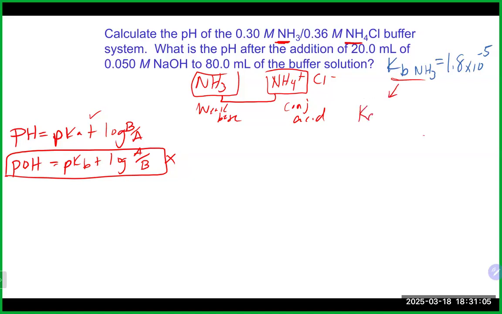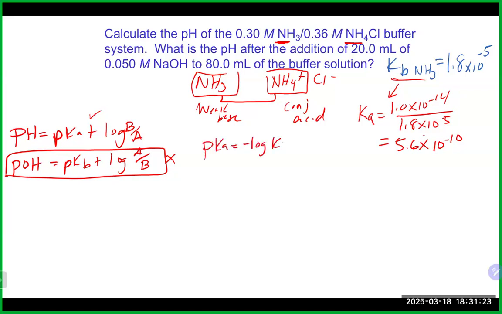I could use Kw like we did previously, 1 times 10 to the minus 14, and divide it by 1.8 times 10 to the minus 5. That would get me 5.6 times 10 to the minus 10 as my Ka. I then could put it into my pKa value here, minus the log of the Ka, and that's going to get me something, 9.25 perhaps. 5.6 times 10 to the minus 10, 9.25 as my pKa value.